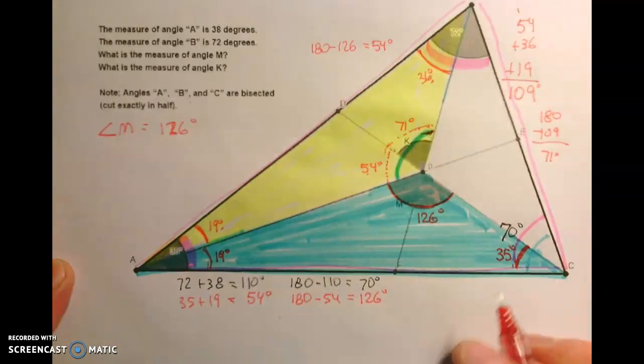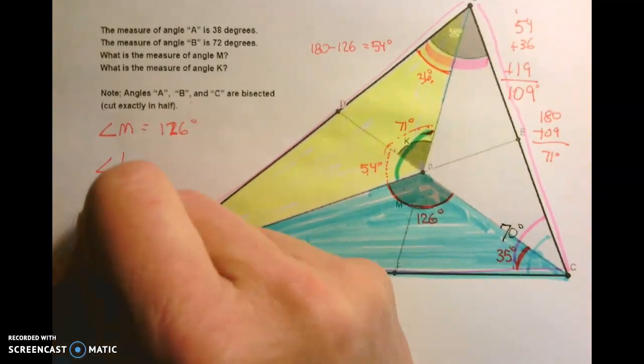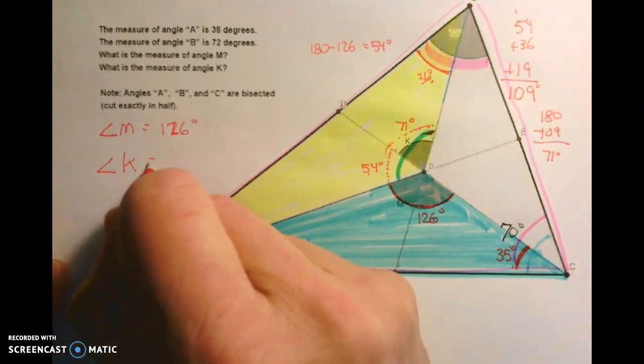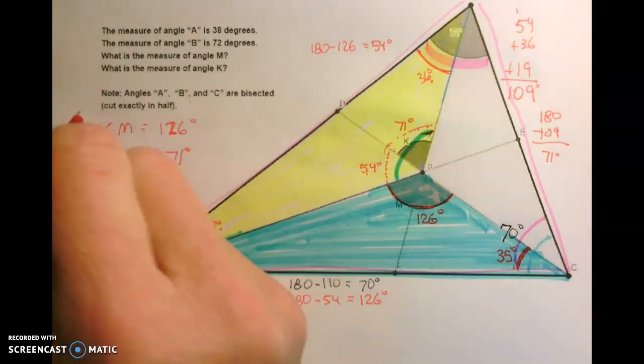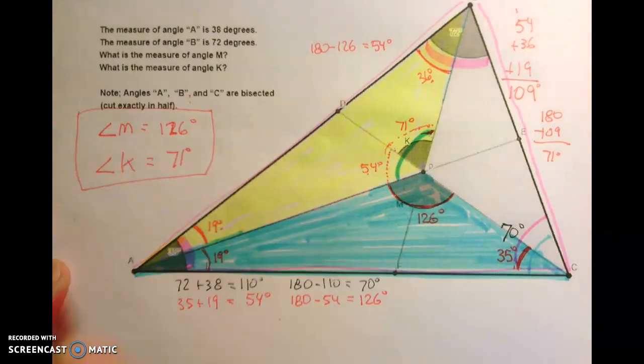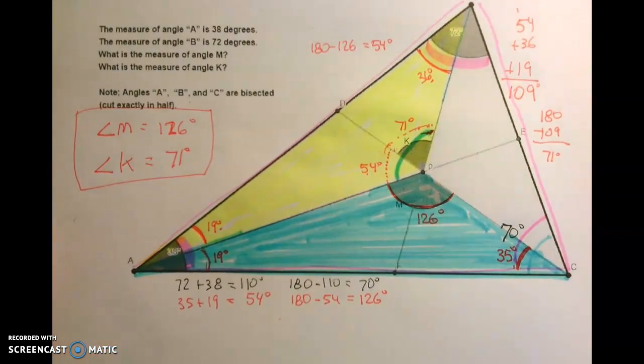Wow, we did it. I'd love to see some other work to see what other ways you could come up with finding this, but there's just one of the ways, and here would be your answers. Measure of angle M is 126, measure of angle K is 71.